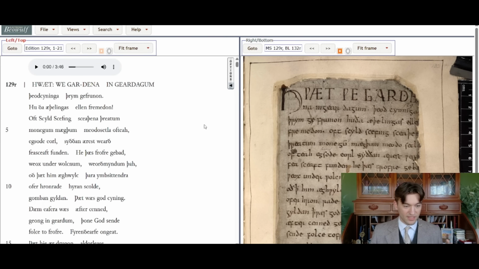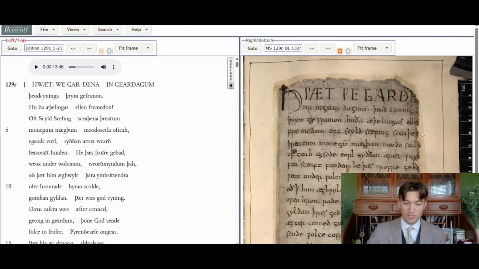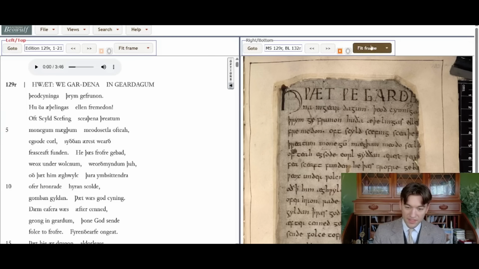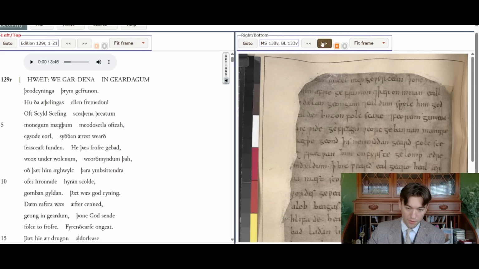So here is the website, The Electronic Beowulf, as I said, run by the scholar Kevin Kiernan of the University of Kentucky. On the left is going to be a Latin alphabet transcription, and then on the right is going to be the actual images of the manuscript itself. If we zoom in here, we can see they're pretty high definition. And then these arrows right here give us the ability to flip through each folio. So this is the first folio, and then the second, the third, the fourth.